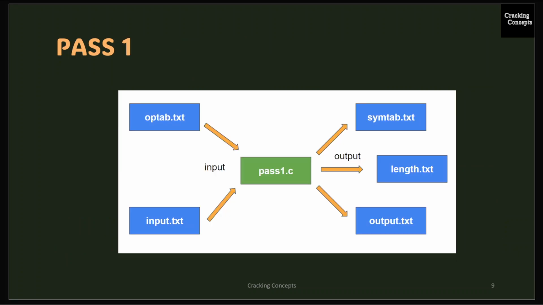Now we look into pass 1. As I have already said, the two inputs are the input file, which will contain the code, and optab, which are given to the program of pass 1. It generates the output: symtab, the intermediate file, which I have given the name output.txt, and the length file, where the length of the program will be written.